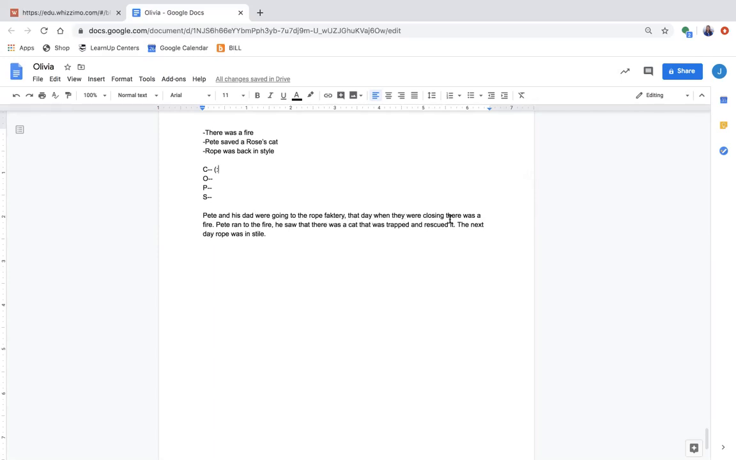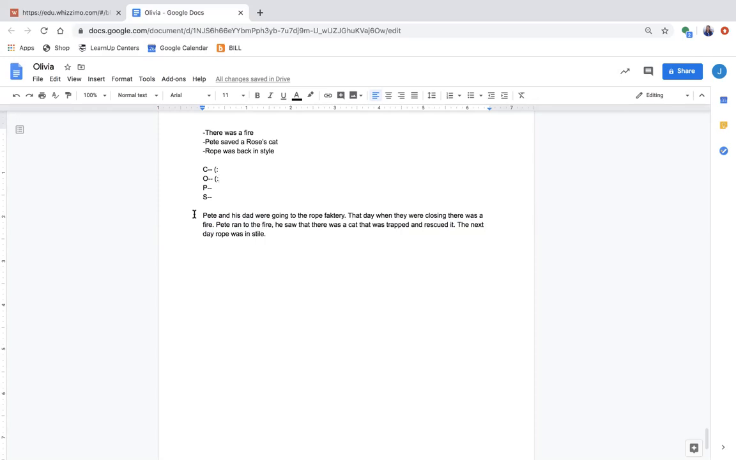That day, when they were closing, there was a fire. So this is a run-on sentence. We could put a period after factory. Then that day, there was a fire. Good job. Yeah, that works. Pete ran to the fire and he saw that there was a cat that was trapped and rescued it. The next day, rope was in style. Good job.